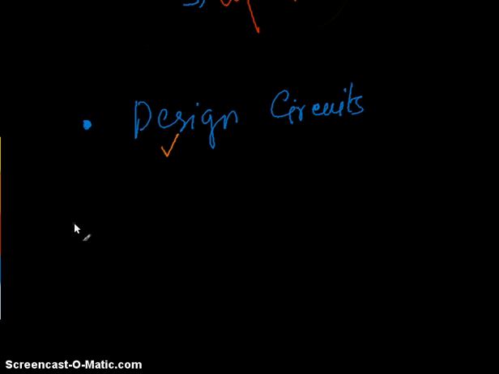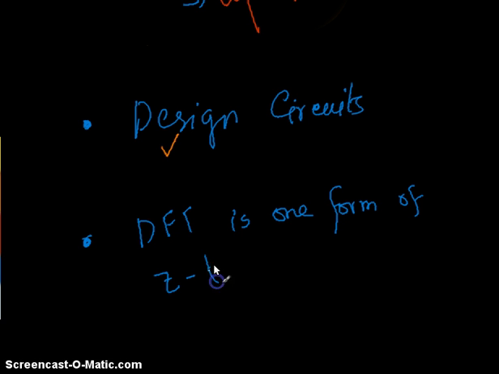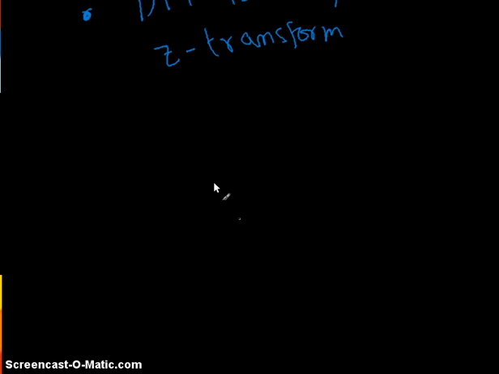Another important point is that your instructor will keep telling you that the Fourier transform, DFT, is one form of Z transform. How is that? For example, if you draw it here, don't think I understand this diagram completely, but hopefully it will help in some way.